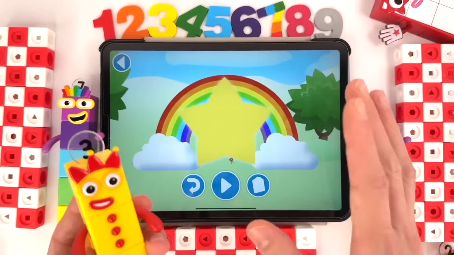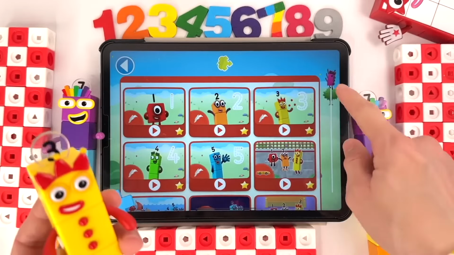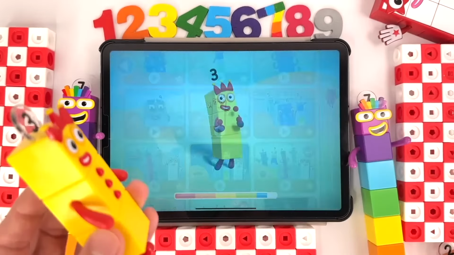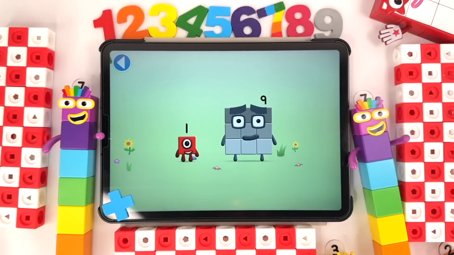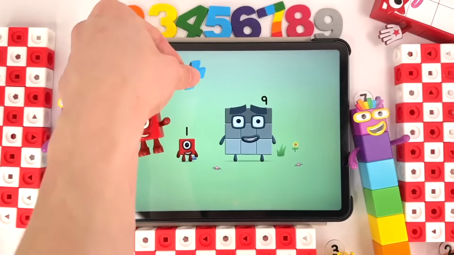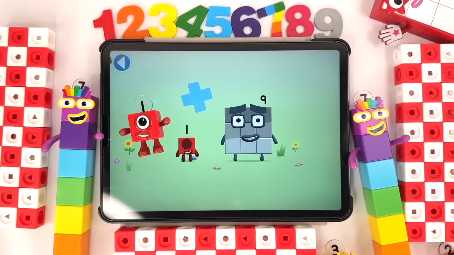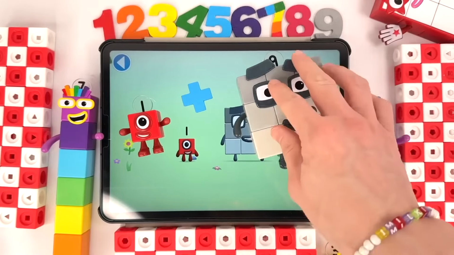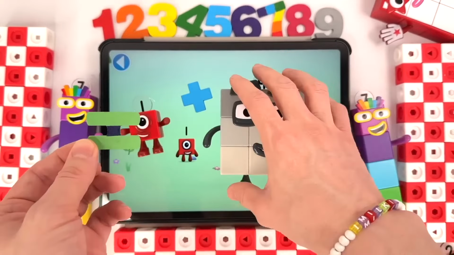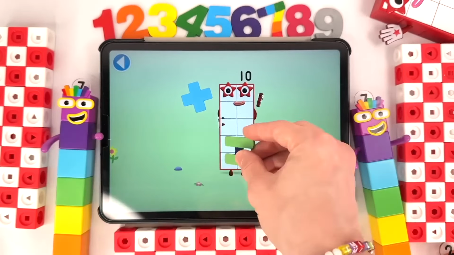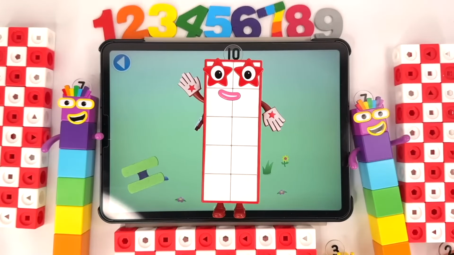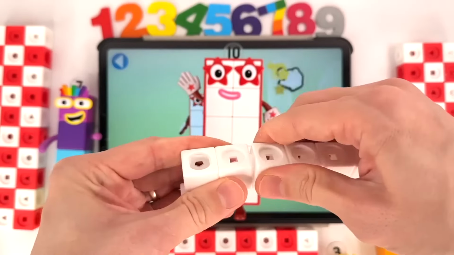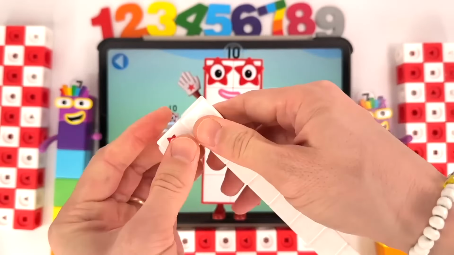Okay, guys. And now we find next big number block like this. Wow! You're about to meet number block 10. Can you add 1 number block and make number block 10? Plus, drag number block 1 onto number block 9 equals amazing. Number block 10. This number block is made up of 10 blocks. Very big and very long number block.